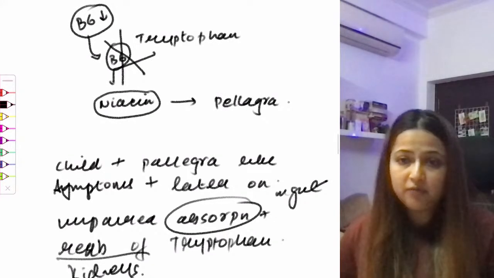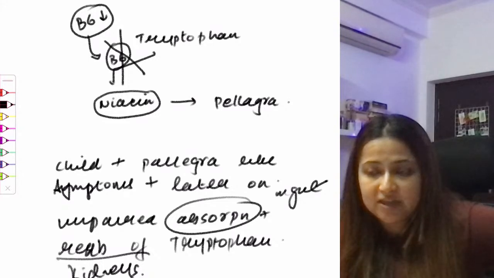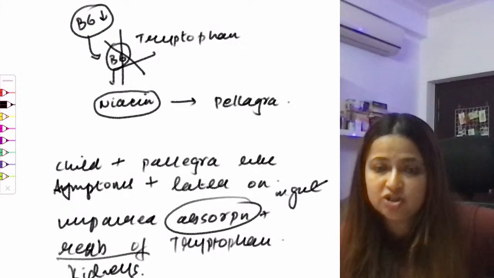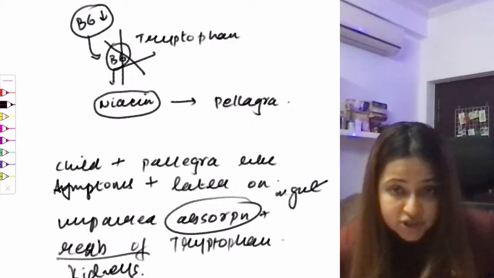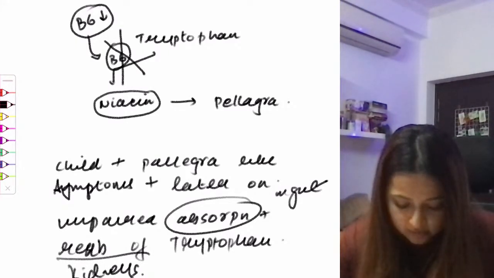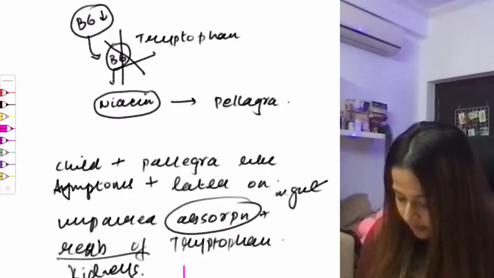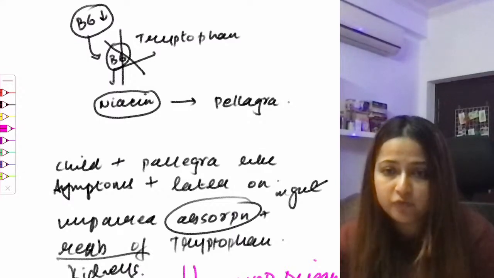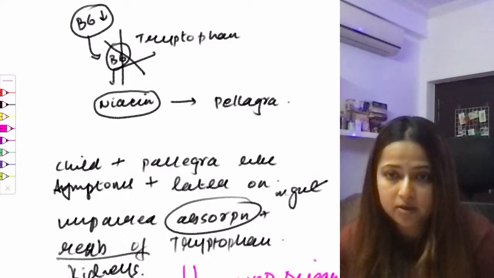So this has been asked in previous years in NEEMS also. This is really very important for us: a child having pellagra-like symptoms, later found to have a condition in which the intestinal absorption as well as the renal reabsorption of tryptophan is impaired. What is this condition? Yes, Sachi, you gave the right answer. This is Hartnup disease. The condition in which the intestinal absorption and renal reabsorption of tryptophan is impaired is Hartnup disease.